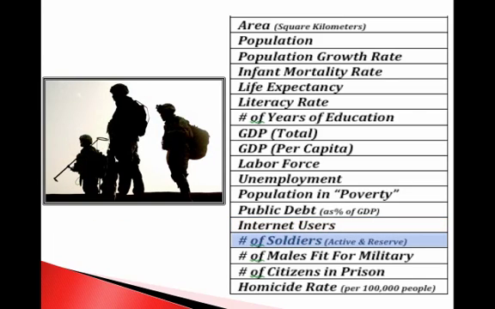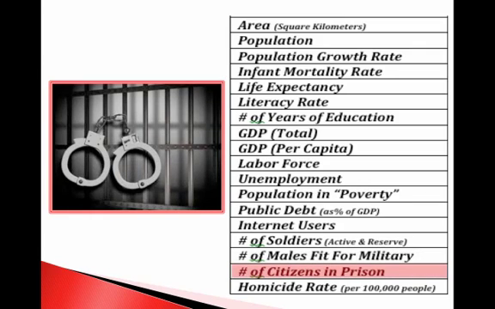The number of soldiers active in reserve. How many people are ready in case a country goes to war? That's important whenever you think about war, but maybe not for other things. And we also have number of males fit for military. So in case a war came about, how many more males would we have who are ready to go to war? Number of citizens in prison.